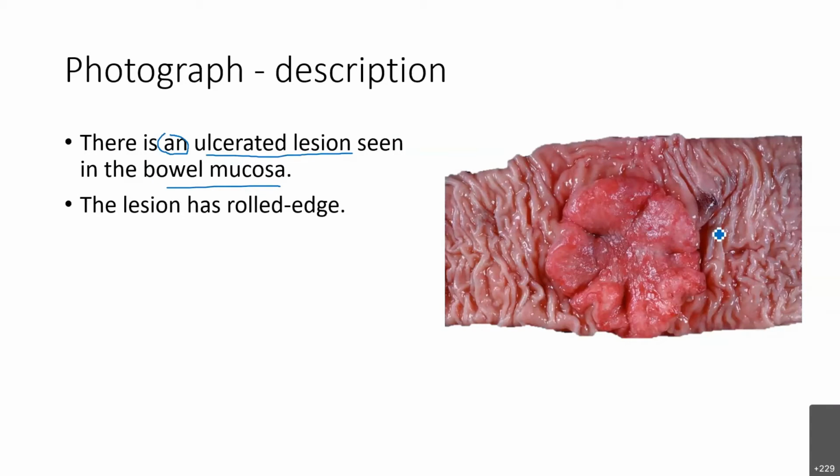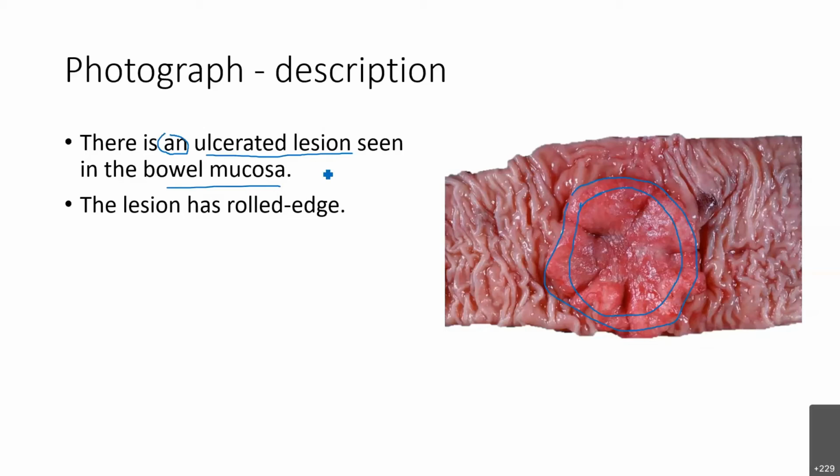Then you explain regarding the lesion. How does the lesion look? It has a rolled edge. You can see the edge of the lesion, at the periphery of the lesion. It's a bit rolled. If you are describing an ulcer, any kind of ulcer, whether on the skin, on the bowel mucosa or on the oral mucosa, you should describe it.